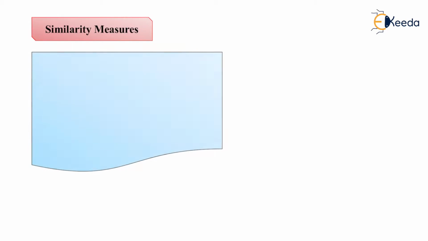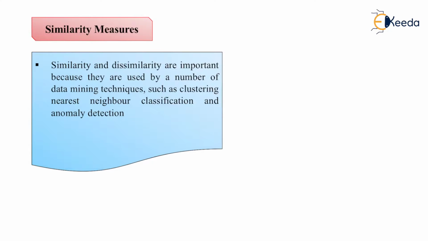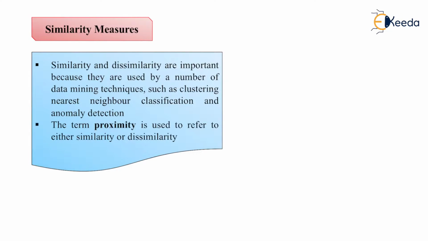So, similarity measures. Similarity and dissimilarity are very important because they are used by a number of data mining techniques such as clustering, KNN, anomaly detection, etc. The term proximity is used to refer to similarities or dissimilarities.